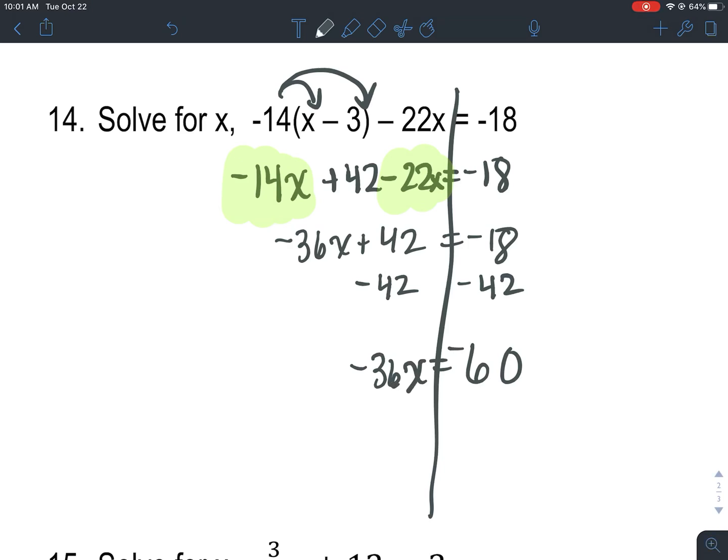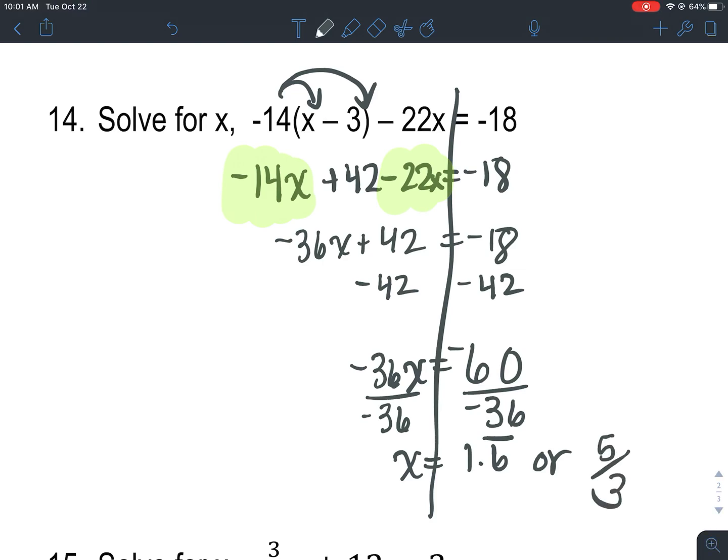And then when we divide both sides by negative 36, you get x is equal to 1.6 repeating, or the fraction 5/3. Once you simplify it, I think you can divide both the top and bottom by 12. If you're ever looking for the fraction, it's right up on top.